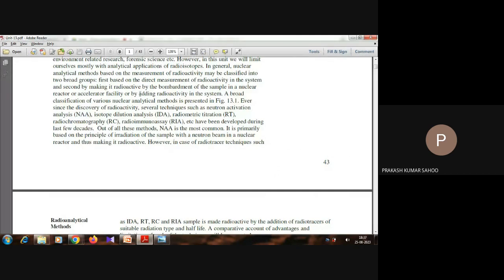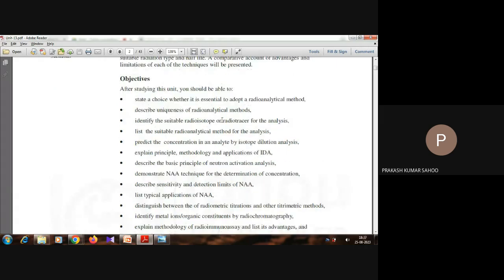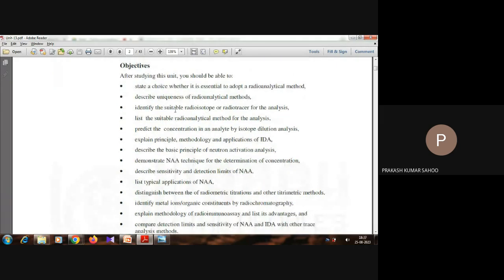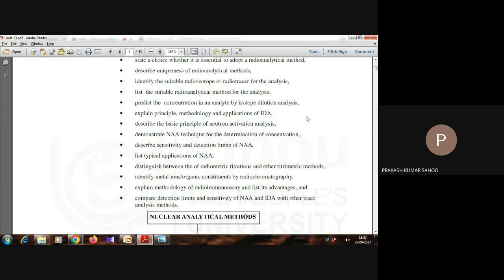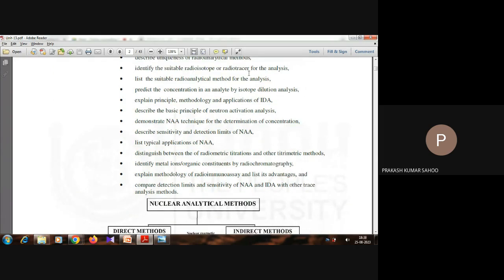These are some full forms: neutron activation analysis, NAA, IDA, RT, RC, RIA. These things are there. What are the objectives? That is the choice of whether it is essential to adopt or not. Describe the uniqueness of radioanalytical methods. Identify the suitable radioisotope or radiotracer. List the suitable radioanalytical methods, and these things are there.